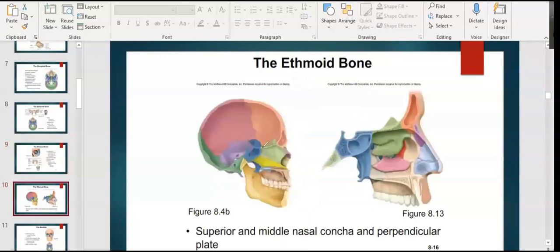You can see this is the ethmoid bone that we were talking about. And you see this pointy thing right here that goes inside your head. That is the crista galli. And this is the perpendicular plate that is going to separate basically the right side of your nose from the left side of your nose.